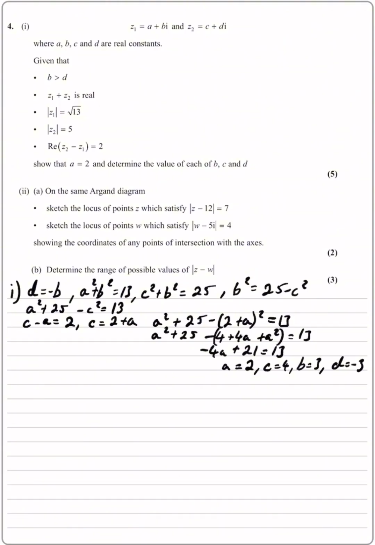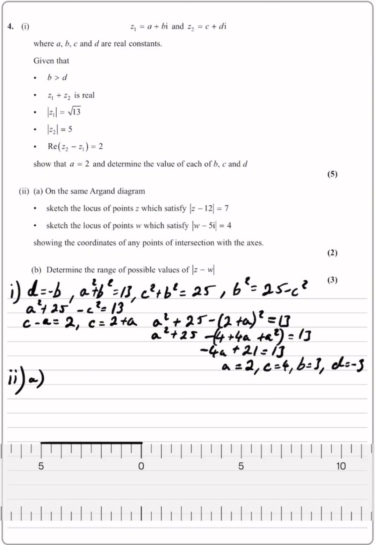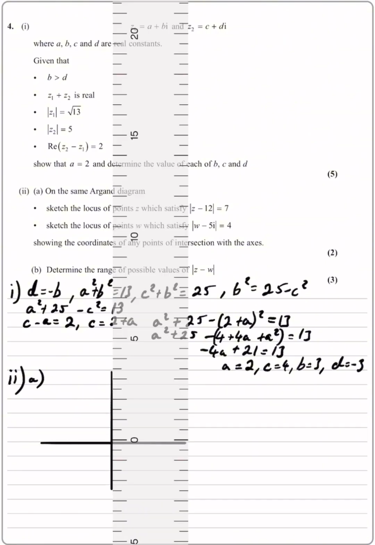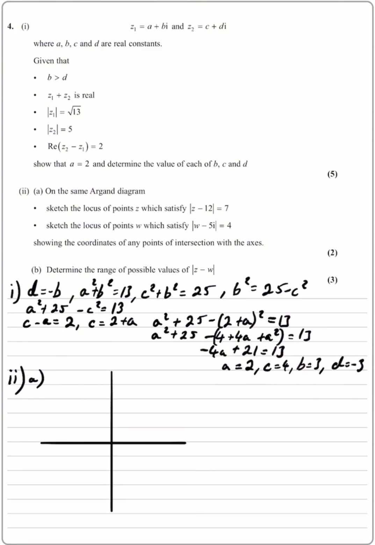Okay, for part 2, the locus of points which satisfy the two equations, these are going to be circles. So here's my Argand diagram. The modulus of z subtract 12 is equal to 7. Well, that's going to be centered at 12 on the real axis. And we're going to get a circle that's got a radius of 7 traveling around there. So it's going to intersect the real axis at the points 5 and 19.